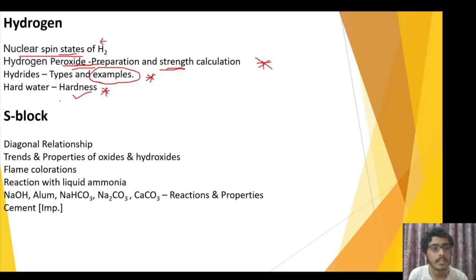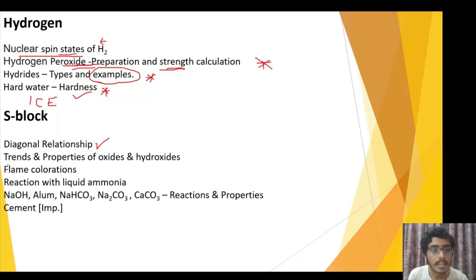Also, you might just have a look at the structure of ice because it's given in NCERT. So sometimes questions can be asked from there, or it can be framed. Now moving on to the S block. A diagonal relationship is important. Which elements display them? Questions can be asked.